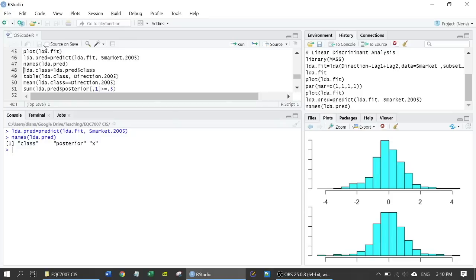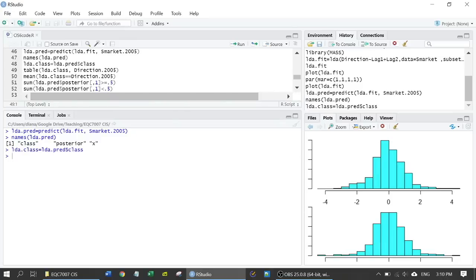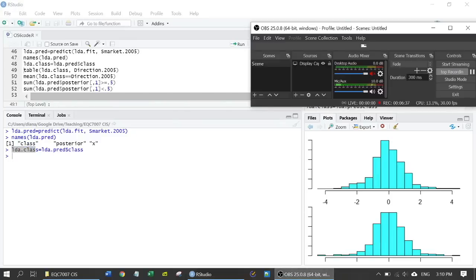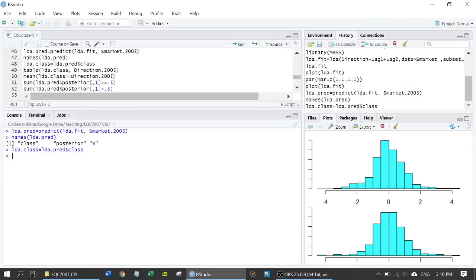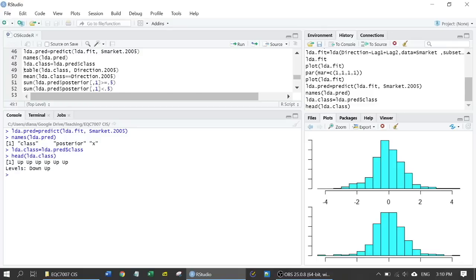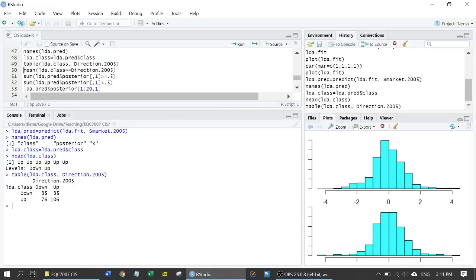So next I'm going to create a new vector. We name this as LDA.class. Okay, and this LDA.class is equal to LDA.pred$class. Okay, so let's look at just a few of the observations under LDA.class. So as you can see, the first 6 observations are up, and I believe that there are some which are down.